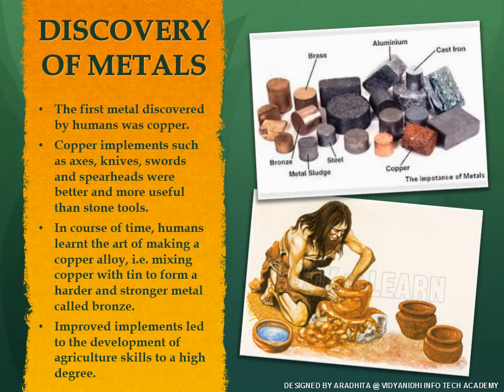Discovery of metals. The first metal discovered by humans was copper. Copper implements such as axes, knives, swords, and spearheads were better and more useful than stone tools. In course of time, humans learned the art of making copper alloy, that is, mixing copper with tin to form a harder and stronger metal called bronze. Improved implements led to the development of agricultural skills to a higher degree.